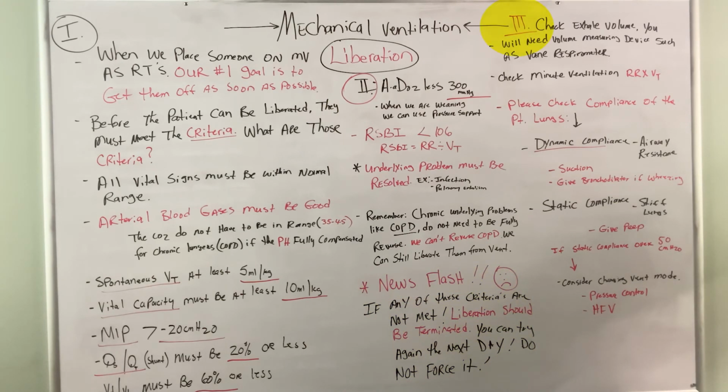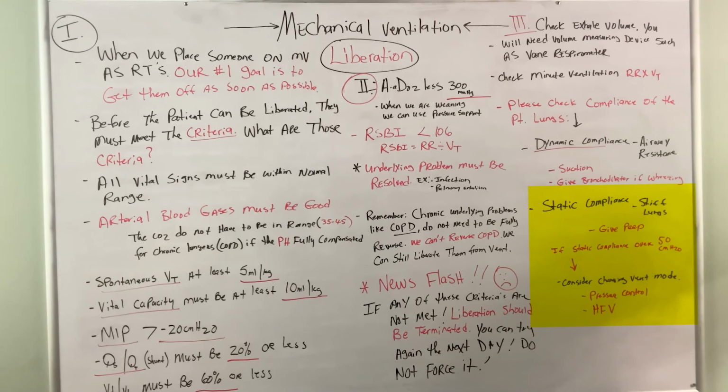And Roman numeral 3, always check exhaled volume. In order to check an exhaled volume, you will need a volume measuring device such as a Wright respirometer. Make sure you remember that. Check your minute ventilation. And how do we get minute ventilation? Respiratory rate times tidal volume. Exactly. Please check the compliance of the patient's lung. Dynamic compliance relates to airway resistance. And what do we do? We suction the patient or give the patient a bronchodilator if they're wheezing.